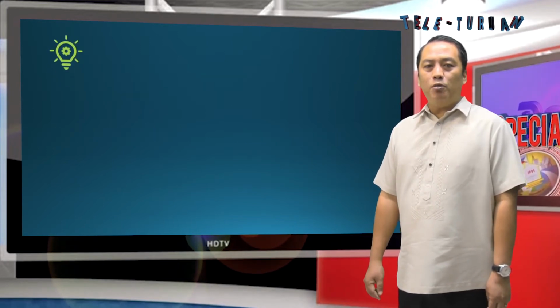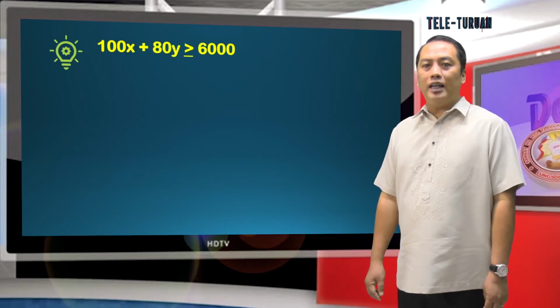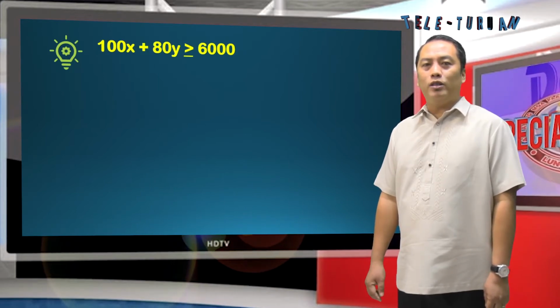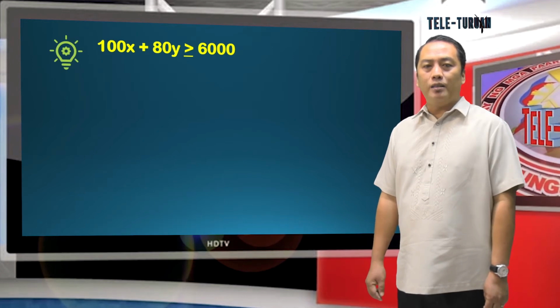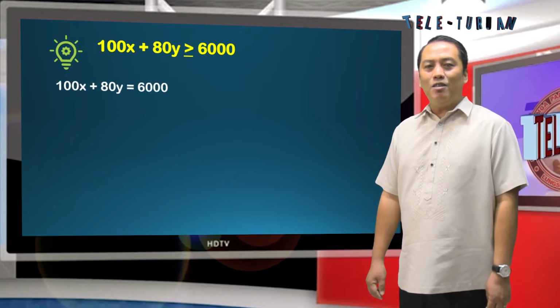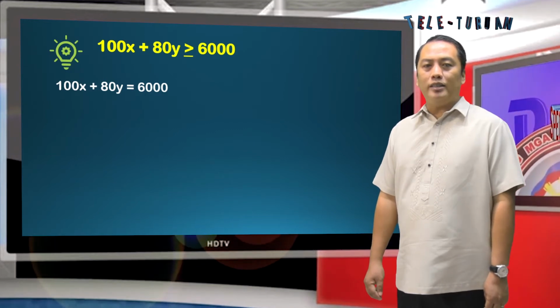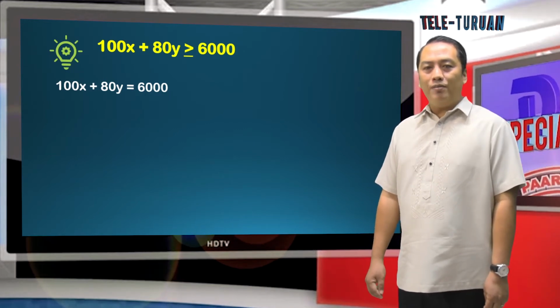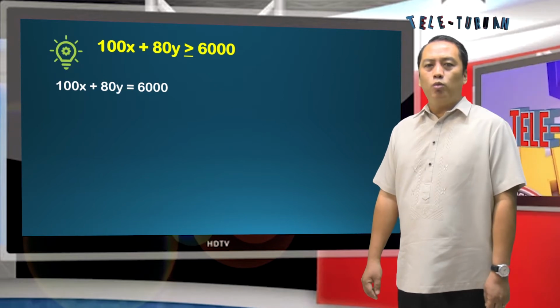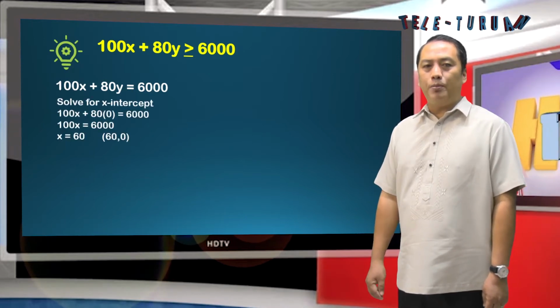Solve. This time we will solve the inequality 100x plus 80y is greater than or equal to 6,000 by graphing. First, replace the inequality symbol by an equal sign. 100x plus 80y is equal to 6,000. Graph the line using any method. We will use the intercept method in this example.